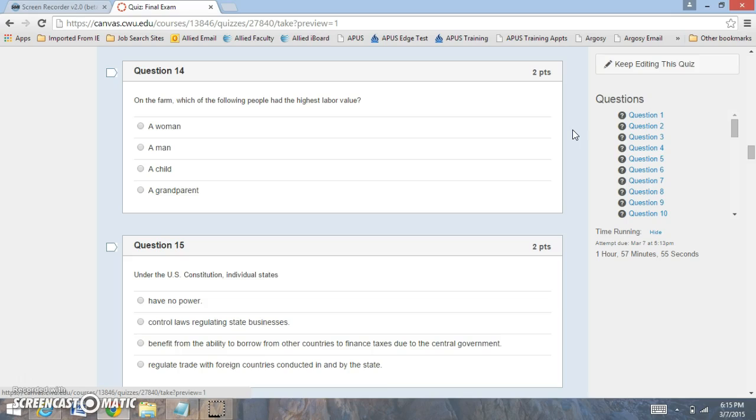On the farm, highest labor value. Which one of these components had the highest labor value in terms of productivity and producing the most for an economy to be able to survive?